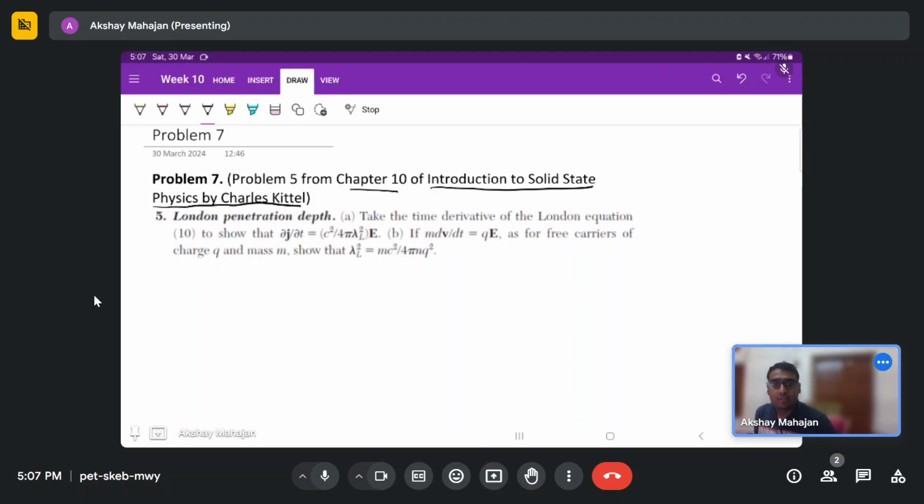And in the b part, if m dv by dt you can write as q times E vector, which is just like your force, then for free carriers of charge q and mass m, we have to show that this lambda L square is given by this equation.